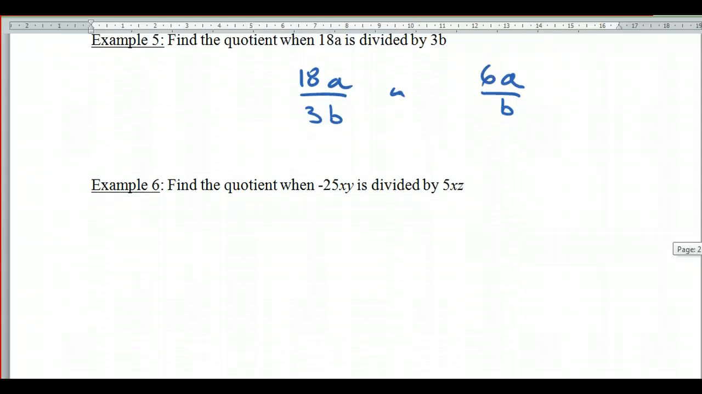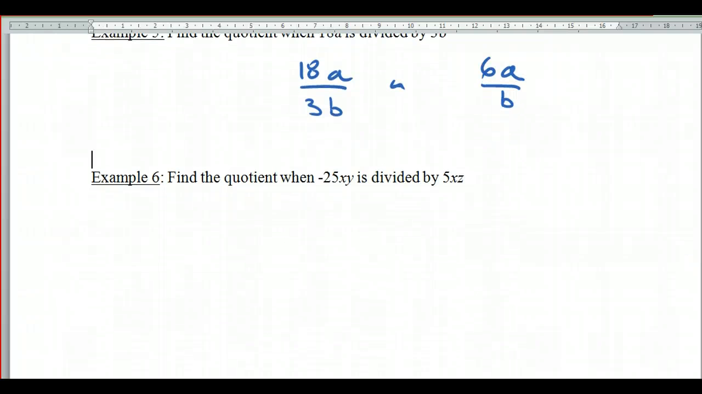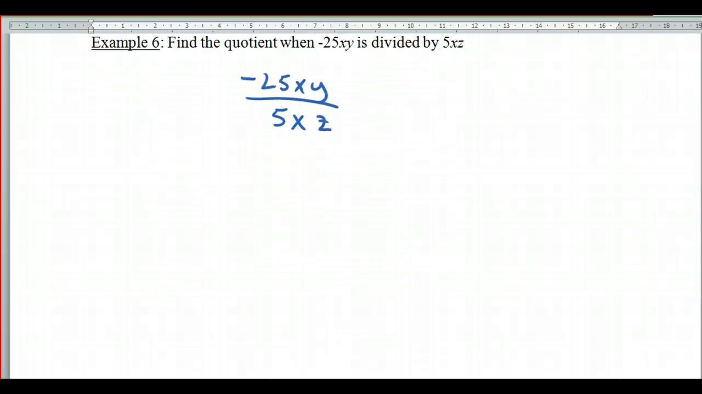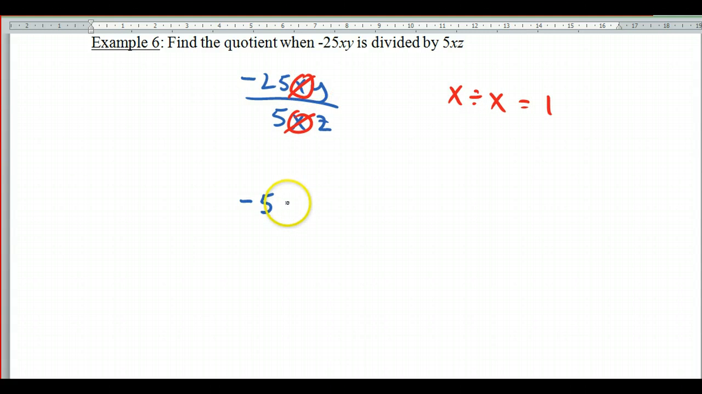All right, let's look at this one. Find the quotient of negative 25xy divided by 5xz. Well, let's do the coefficients first, as we always do. So we have negative 25 divided by 5. Well, that's going to give me negative 5. And now because I have two variables that are the same, x and x, well, x divided by x, anything divided by itself is 1. So really, those x's disappear. And then I have y and no other y, and I have a z on the bottom and no other z. So I'm just going to leave those where they are.